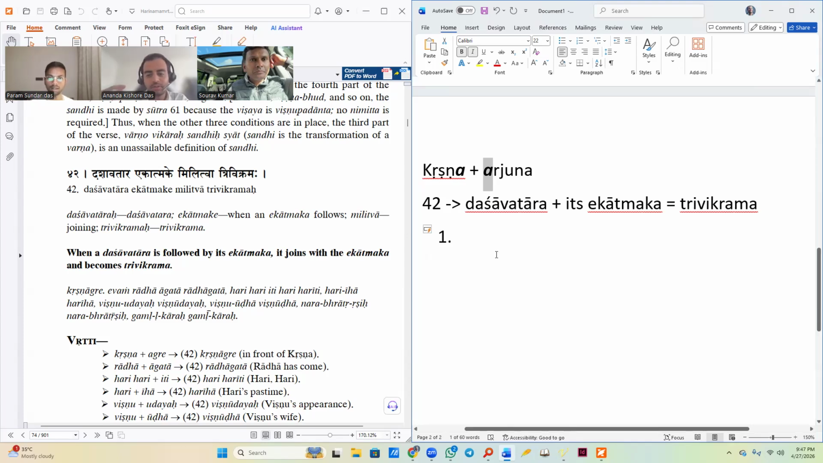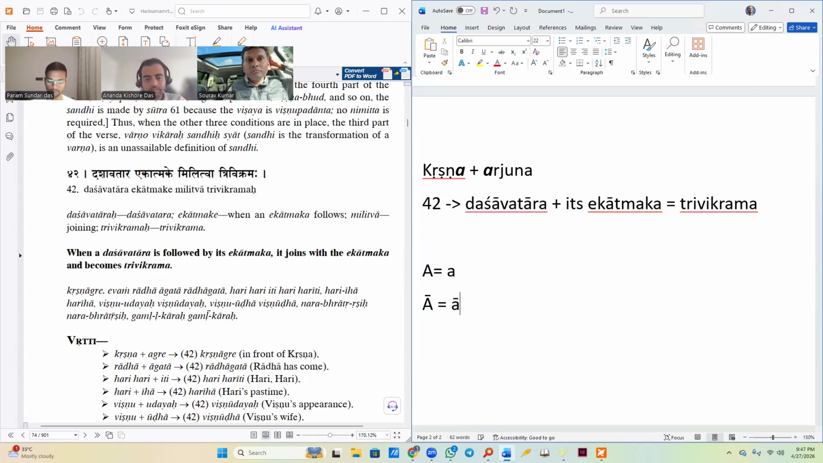See, I think there was one sutra. Ekatmaka means A equals A, A equals A, and so on. These are the 4 possibilities. Ekatmaka means one soul. So, let's say a husband is Ekatmaka of wife, as we say, Ardhangini and all.